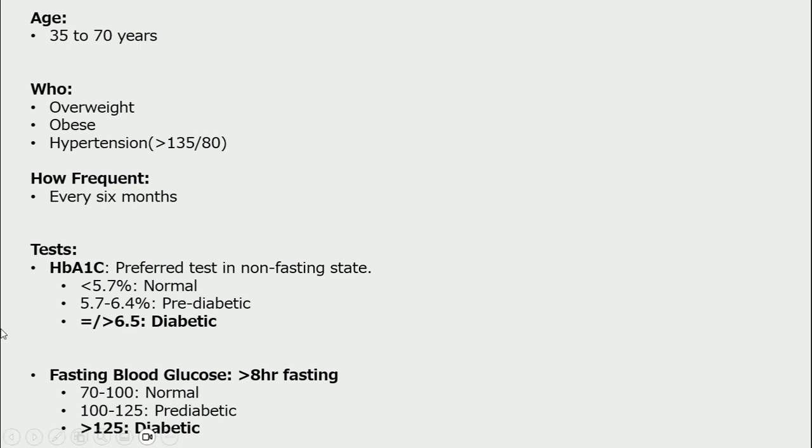If we are going for the HbA1c, the first test, it is the preferred test in non-fasting state, and we have some values. If the test result is less than 5.7, it is normal; 5.7 to 6.4 is pre-diabetic; and if it's 6.5 or greater, it's diabetic. For fasting blood glucose, we usually need 8 hours of fasting for this test. If the glucose is 70 to 100, it is normal; 100 to 125 is pre-diabetic; and if it's greater than 125 or equal, it will be diabetic.